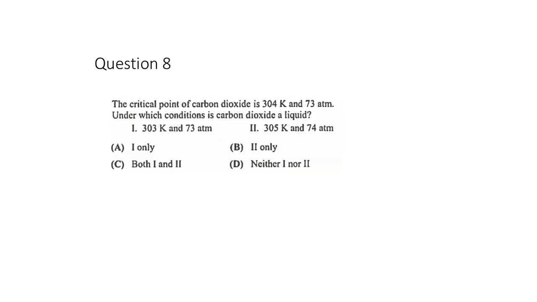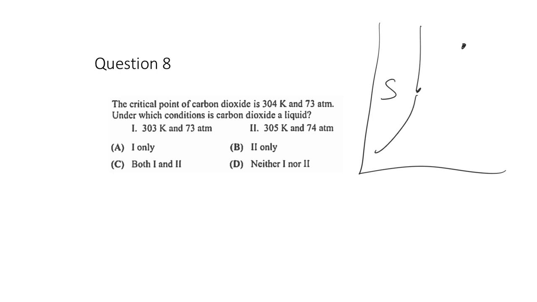Question 8: the critical point of CO2 is 304 K and 73 atm. Now, the critical point, thinking of a phase diagram, kind of goes like this, where you have your solid phase, your liquid phase, and then your gas phase. And this is your critical point here, where if you go to a higher temperature or pressure, then we call that a supercritical fluid in terms of the best description of the state of that substance. And so if you're above both the critical temperature and pressure, then you would be in the supercritical fluid state.